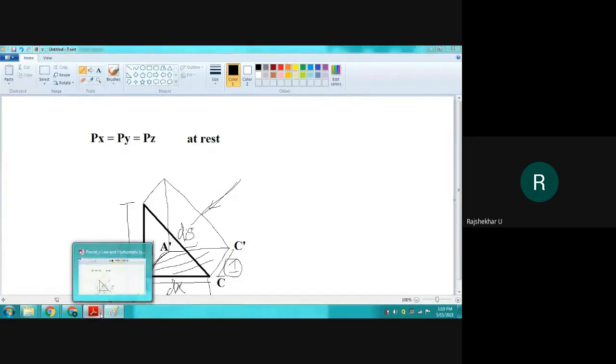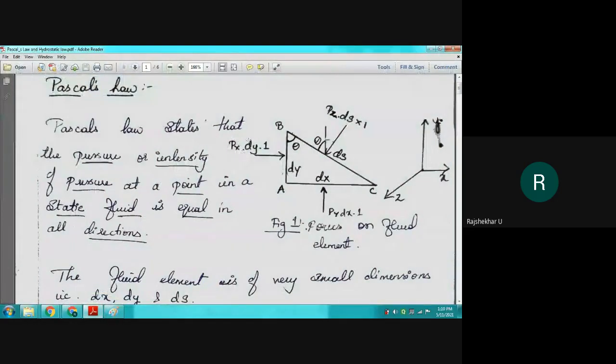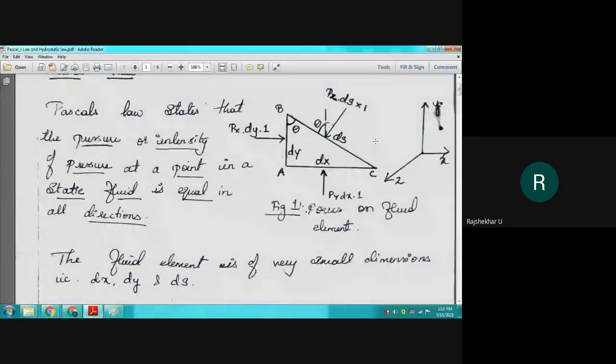Similarly, px is the pressure into the area, and this will give you the force acting in x direction. Similarly, py is the pressure acting in y direction into the area, dx into 1. Dx is this, and the one which you cannot see is assumed to be 1 meter. Similarly, the force acting in z direction is pz into ds. Ds is this face, and 1 meter is the other side which is perpendicular, which we cannot see. That is 1.